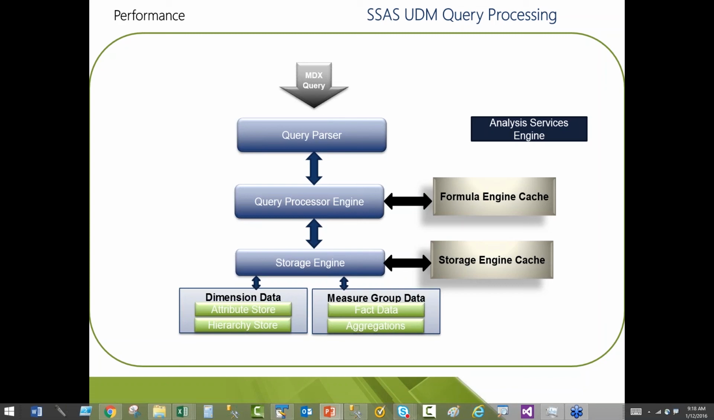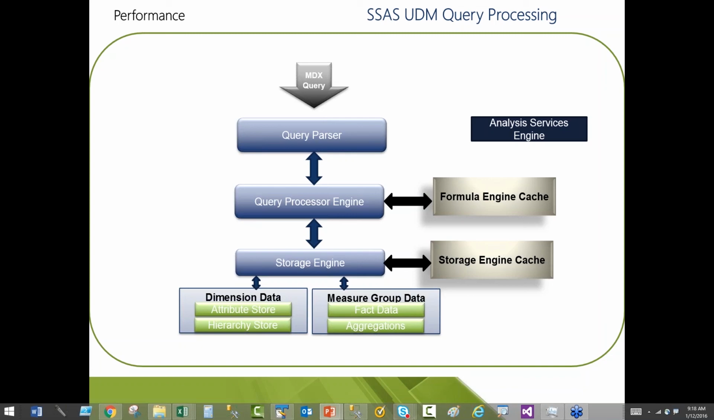It first checks to see if the requested subcube data is already available in the storage engine cache. If it is there, it serves it from there. If not, it checks if the aggregations are already available. If yes, then it takes the aggregations from the aggregation store, caches them in the storage engine, and sends them to the query processor for serving the request. If not, then it grabs the detailed data, calculates the required aggregations, caches them in the storage engine, and then sends them to the query processor.